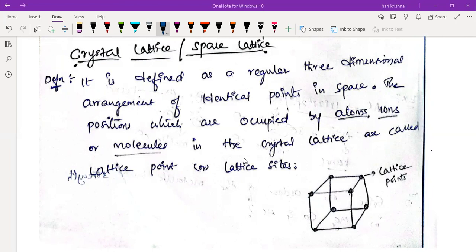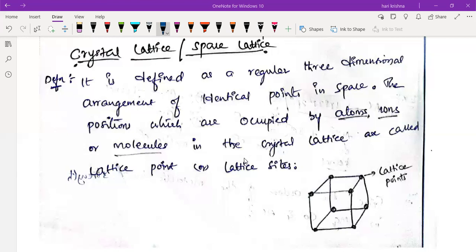Suppose you have taken 8 points and arranged them in the form of a cube in a three-dimensional way, it will form the space lattice. And if you have taken 12 points, or the atoms or the ions, and arranged them in a hexagonal form in the three-dimensional way, it will form the crystal lattice or the space lattice. Clear now?